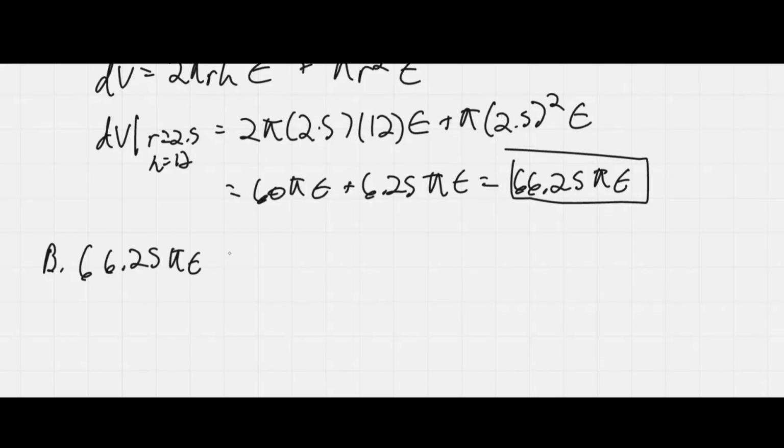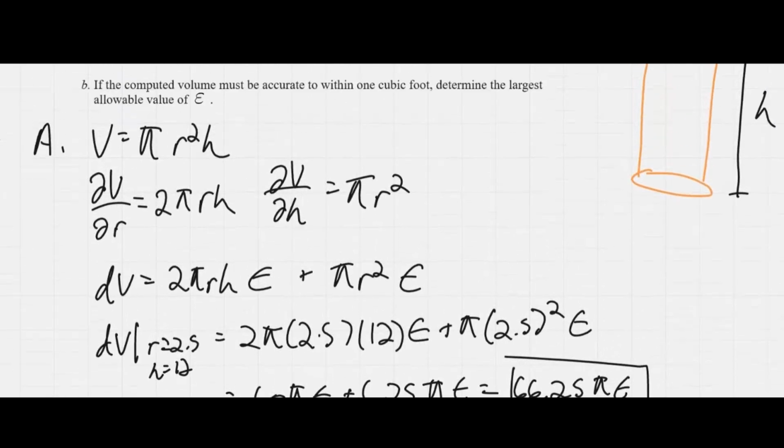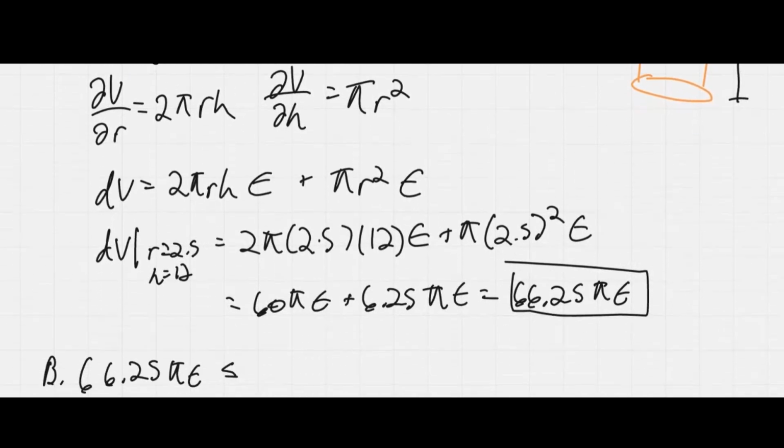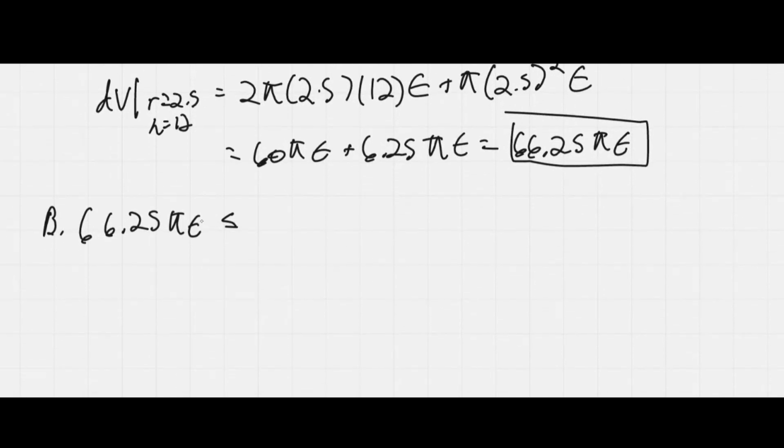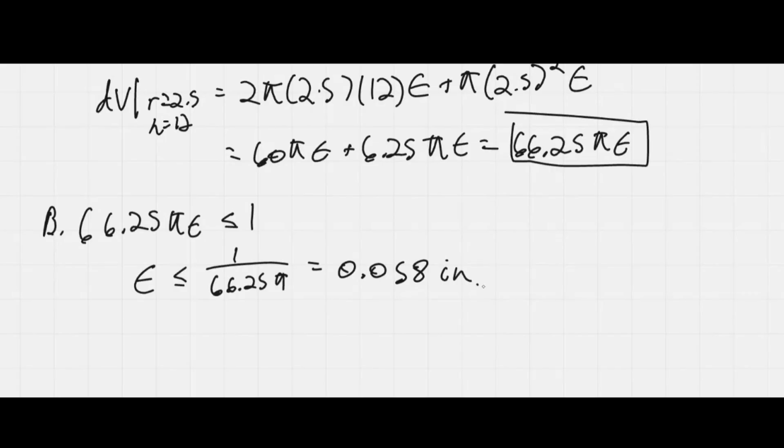So 66.25 pi epsilon needs to be less than or equal to, it depends on the context of the question, so let's go back to the question real quick. It needs to be accurate to within 1 cubic foot, so it's going to be less than or equal to 1. And so epsilon must be less than or equal to 1 over 66.25 pi, and that is essentially equivalent to 0.058 inches. And so that is going to be our maximum allowable value of epsilon.